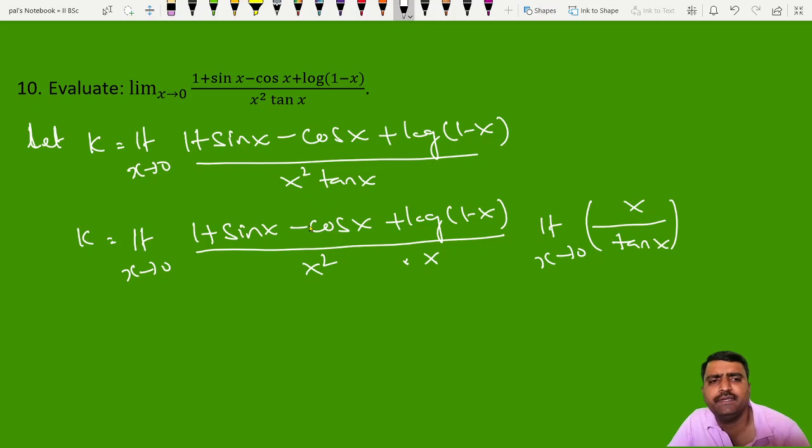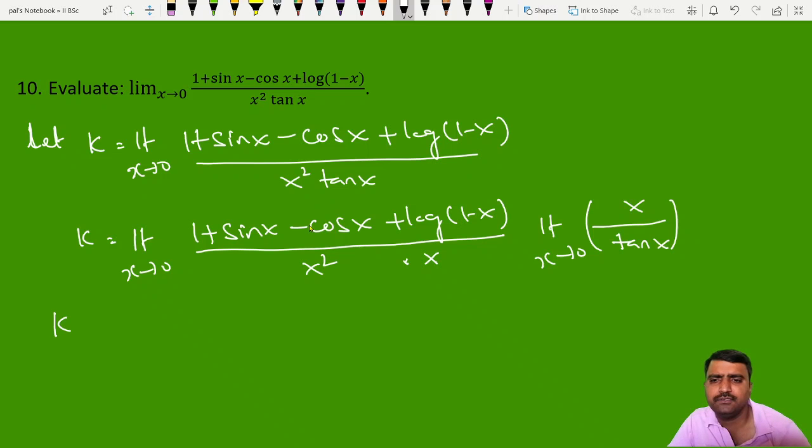So similarly, limit of x by tan x is also 1, because if you take the reciprocal, it becomes tan x by x. 1 by (tan x by x) when x tends to 0 becomes 1 by 1, which is equal to 1. So whether it is x by tan x or tan x by x, when x tends to 0, the limit is 1. So if you apply the limit, this value becomes 1.